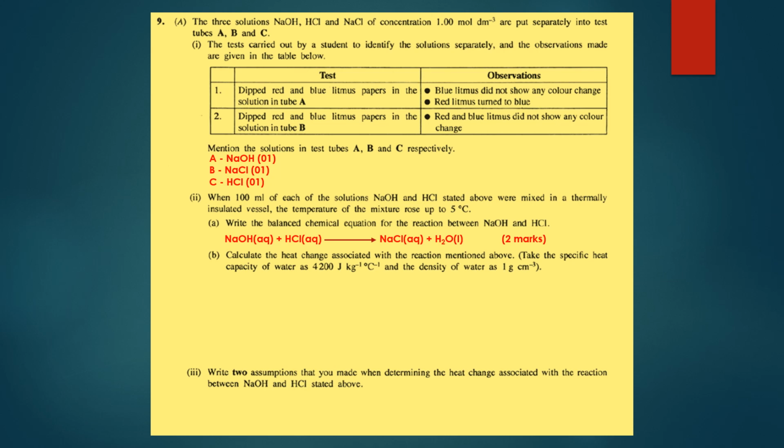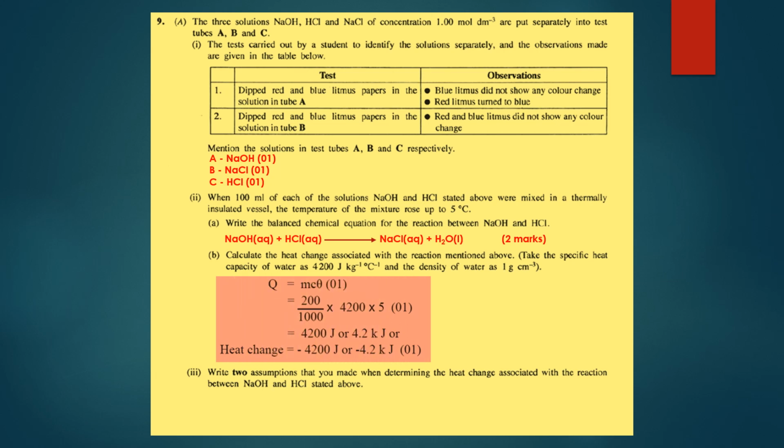Part B. Calculate the heat change associated with the reaction mentioned above. Take the specific heat capacity of water as 4200 joules per kg per degree Celsius and the density of water as 1 gram per cubic centimeter. To find the heat change, you have to apply Q equals m c theta. m is the mass, c is the specific heat capacity, theta is the temperature change.